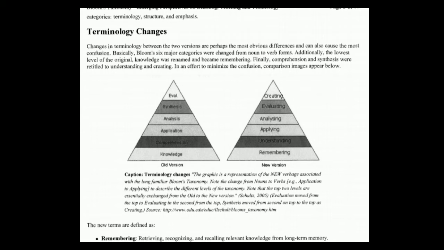Categories, terminologies, structures, and emphasis. Terminology changes between the two versions are perhaps the most obvious differences and can also cause the most confusion. Basically, Bloom's six major categories were changed from noun to verb forms. Additionally, the lowest level of the original, knowledge, was renamed and became remembering. Finally, comprehension and synthesis were retitled to understanding and creating.